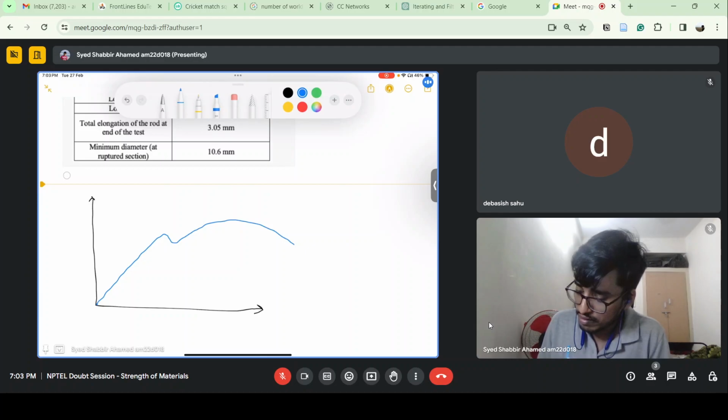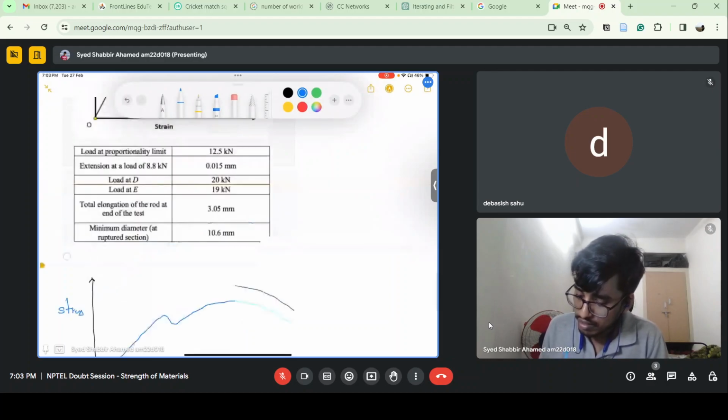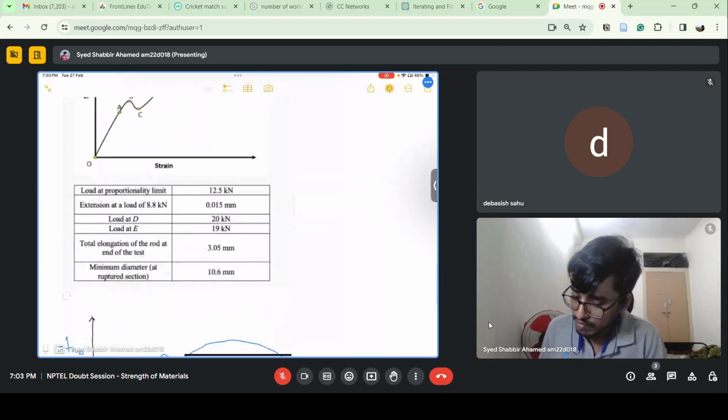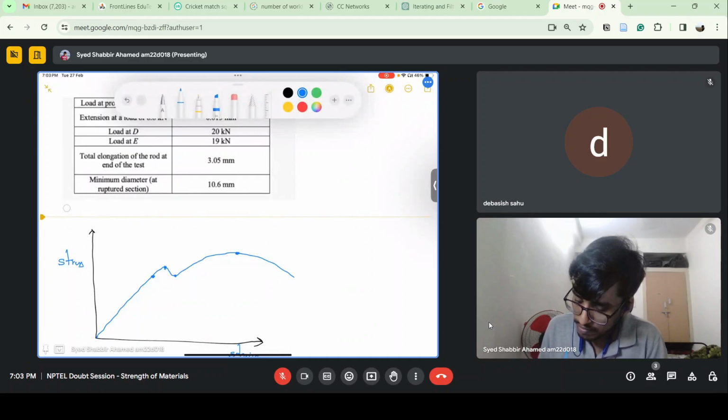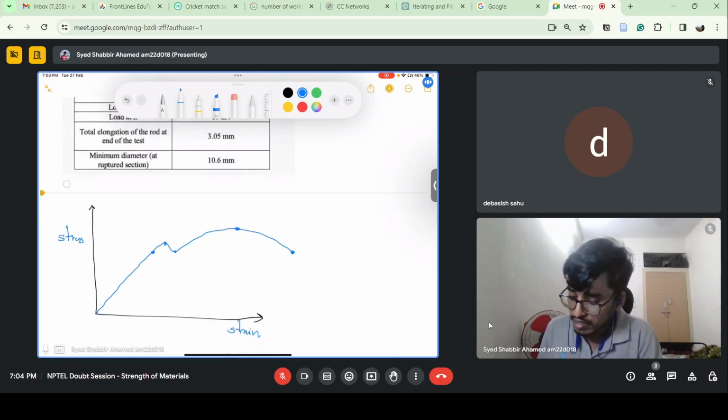This is a stress strain curve for an experiment. Basically, this kind of curve, generally for a mild steel bar, is what you can see whenever you do an experiment. There are points given, like different points A, B, C, D, and E.